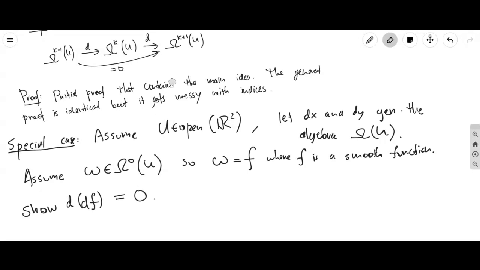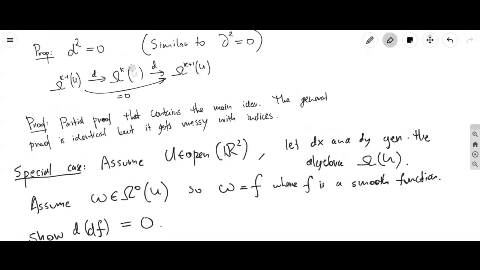So again, this is simplified. We're assuming we only have 2 dimensions, and then we're assuming we have a 0 form. But in general, you're just going to assume that you have n dimensions and that you have a k form. But other than that, the main idea behind the proof is going to carry over to the special case. So the special case contains really the main idea that makes all of this work.